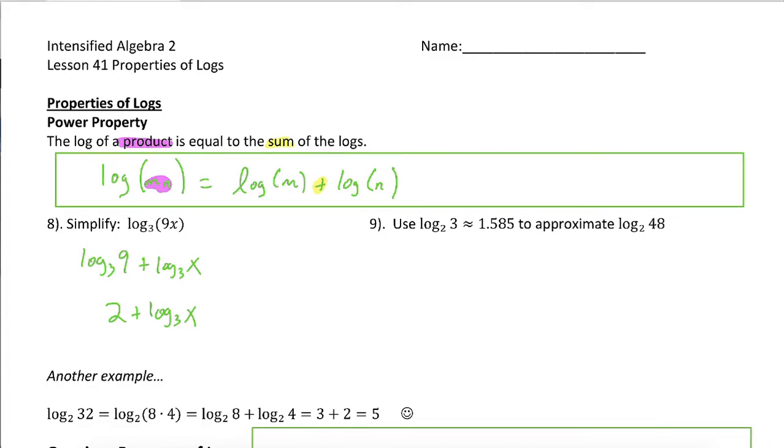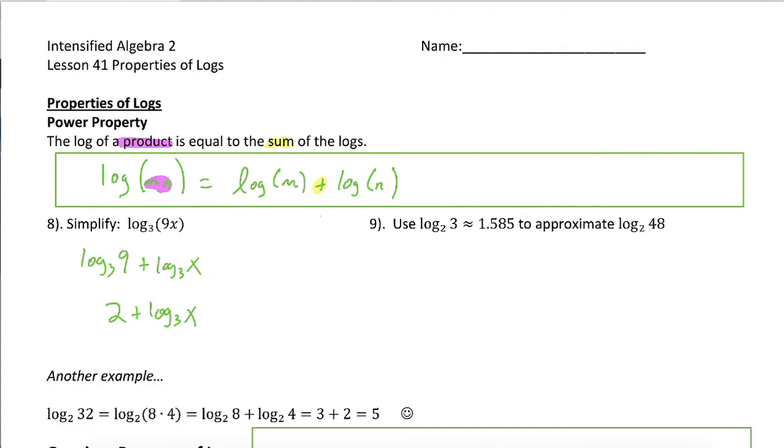And notice how this is possibly a little bit different from what you would expect. When we take the square root of 9x, the square root of a product, we can take the square root of any factor times the square root of the remaining factor. So the square root of a product is still the product of two square roots. It doesn't work that way with logs. With logs, the log of a product is equal to the sum of two logs.